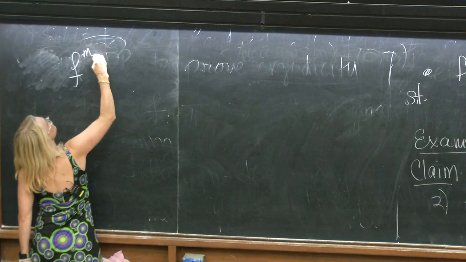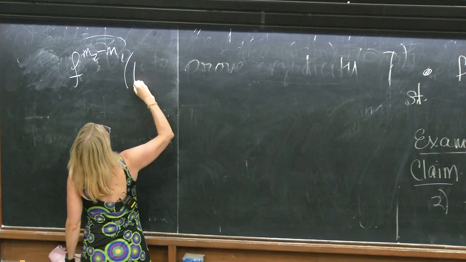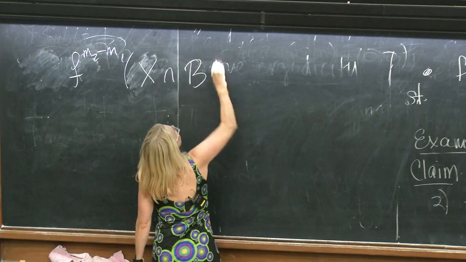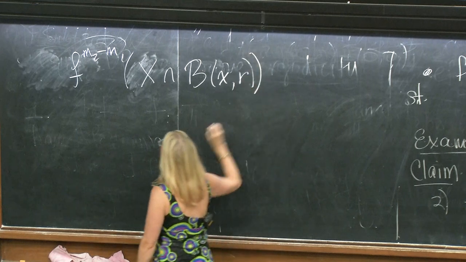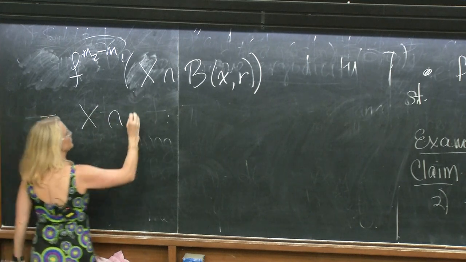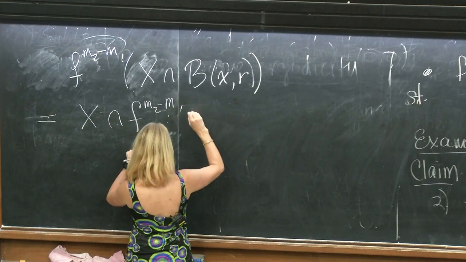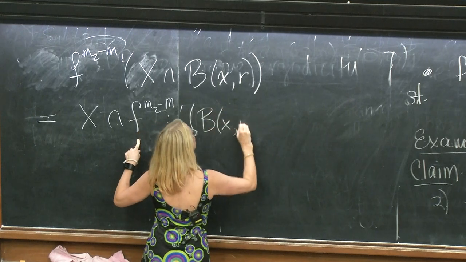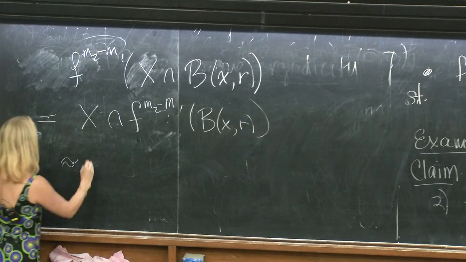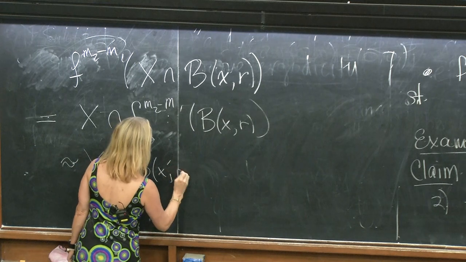what is f to the m2 minus m1 applied to the intersection of x with the ball around this density point? Well, it's x, because of the invariance, it's x intersected with f to the m2 minus m1 of this ball, which I said is incredibly close. Like the centers are just slightly off, incredibly close to the intersection of x with the ball around x prime of radius r.